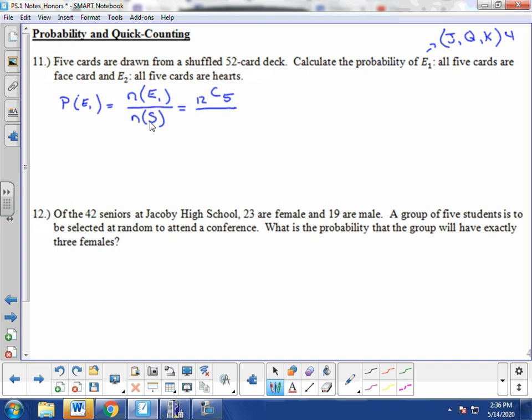Now we have to do something similar for the sample space. We're still going to choose 5 cards out of the deck, but in this case we have 52 cards that we are drawing from. So the denominator is the sample space: all 52 cards, and we're going to draw 5 out of those 52. The total number of combinations there is the total number of elements in my sample space. The numerator is 12 choose 5, because we have 12 total face cards in the deck and we want 5 of those. So the number of combinations there is the number of elements in the event.